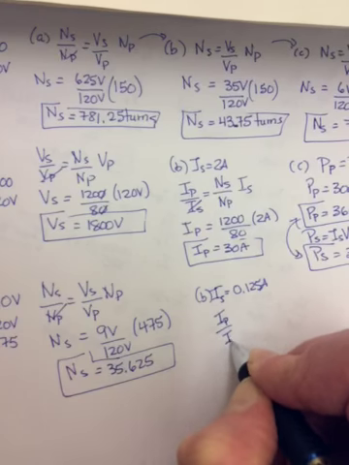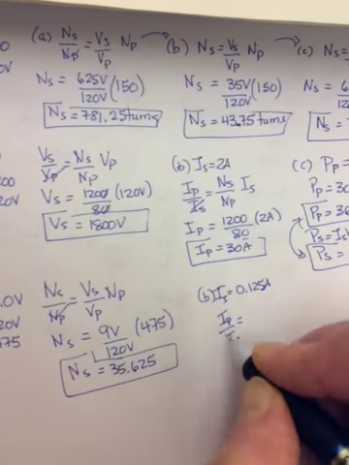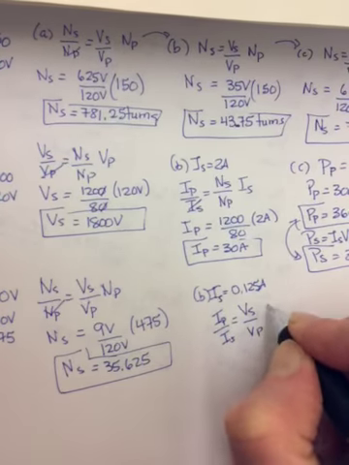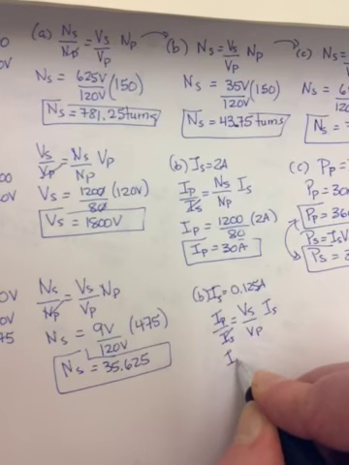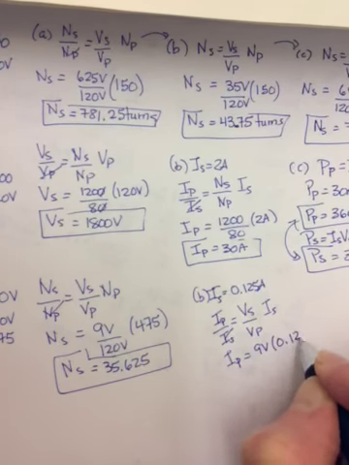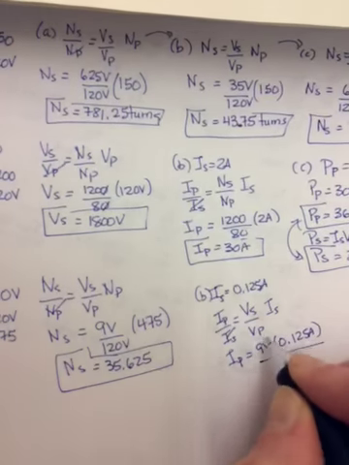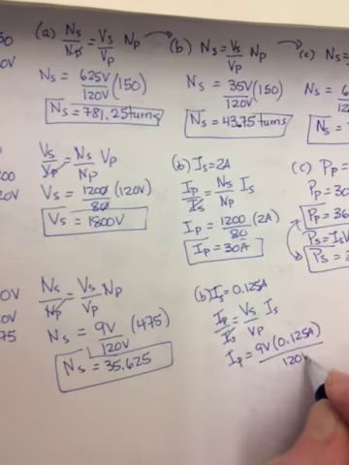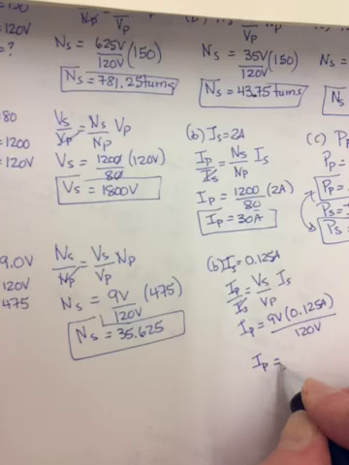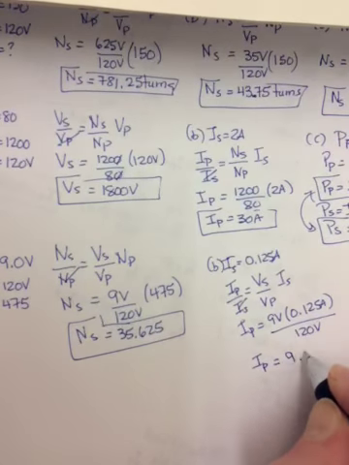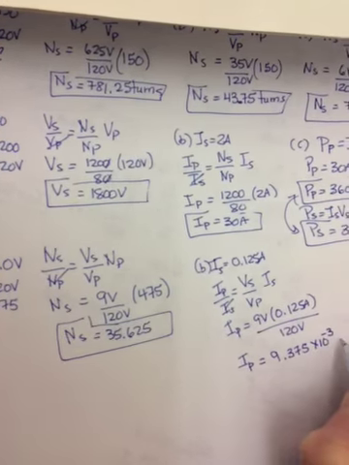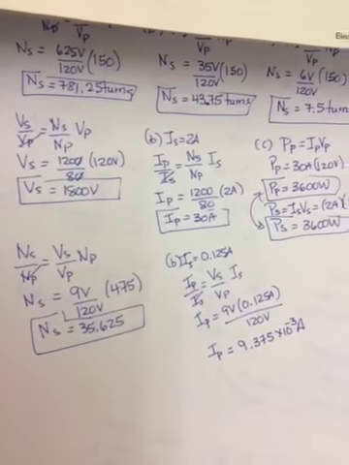Okay, so I primary over I secondary is equal to, this time I'm going to use V's because that's what they gave us. So V secondary over V primary. Bring your I secondary up. So I primary is equal to 9 volts times 0.125 amps divided by 120 volts. And when you do this, you should get an I in the primary to be tiny, 9.375 times 10 to the negative 3 amps, or 9.375 milliamps.